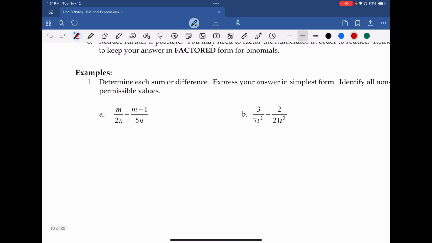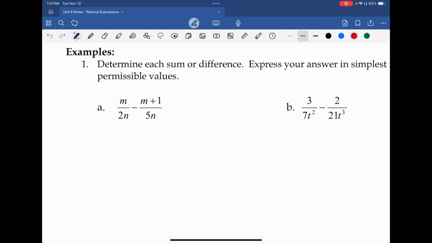Now, in the first one, right away, we look at this and we ask, is it fully factored in the denominator or in the numerator? Yes, it is, because realistically, there's nothing you can pull off of 2n or 5n that would separate them or pull out a GCF. I mean, we could put an n out front, but that might be a little overkill.